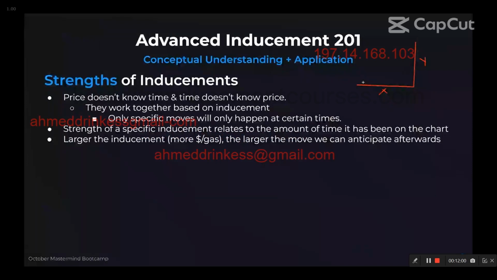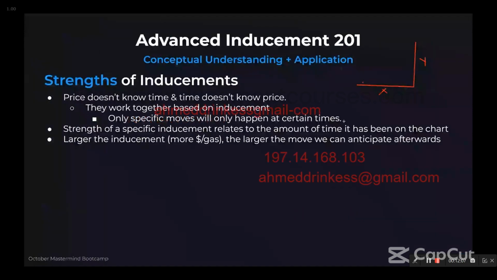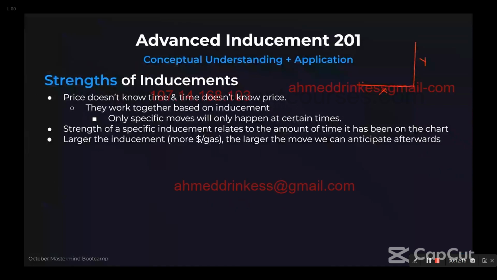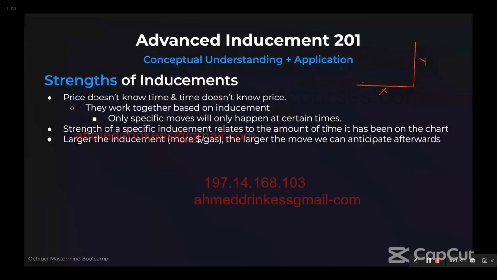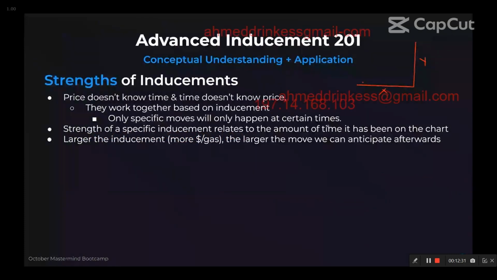Only then, right? The strength of an inducement specifically is related to the amount of time that it has spent on the chart. So when we're talking about inducements, we're talking about type 1, type 2, type 3 as a whole. The larger the inducement and the longer it is on the chart, you can imagine the more gas, or the more money, is going to be lying below it. So the larger the move we can anticipate afterwards.